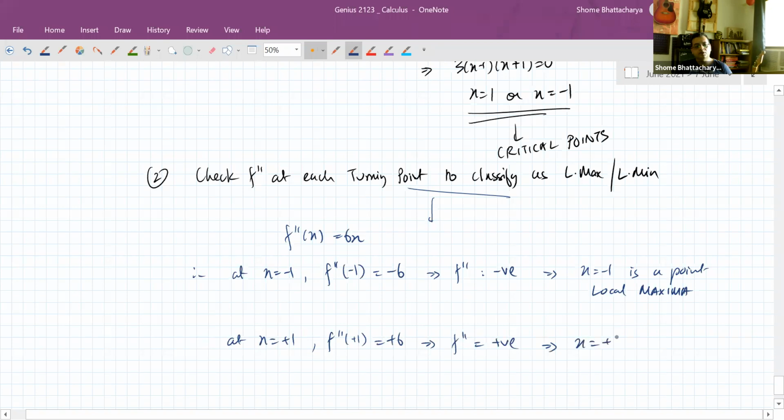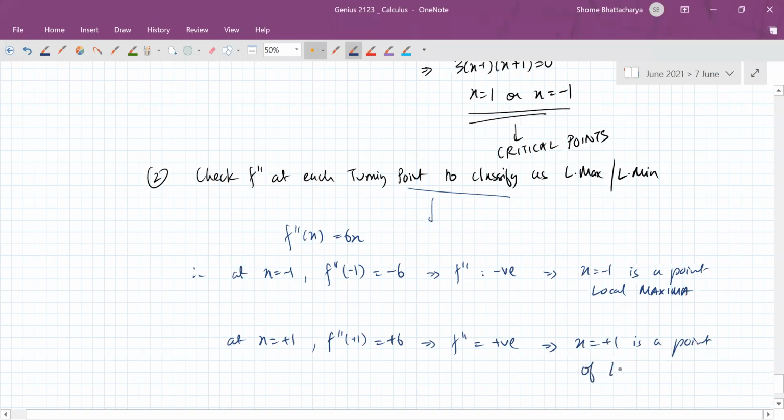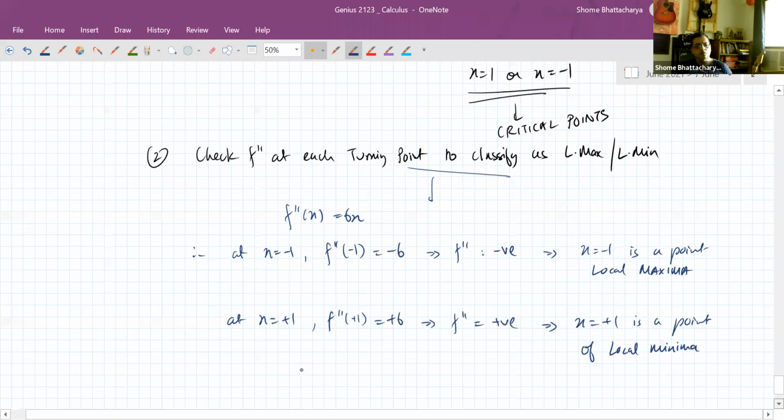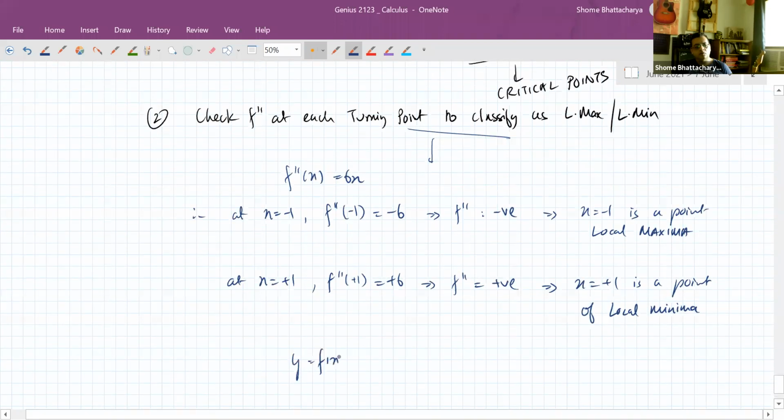So x equal to +1 is a point of local minimum. Okay, so now the function was x cube minus 3x plus 2. So we can say that local maxima equals f of 1. Oh, sorry, f of -1. So that equals how much?